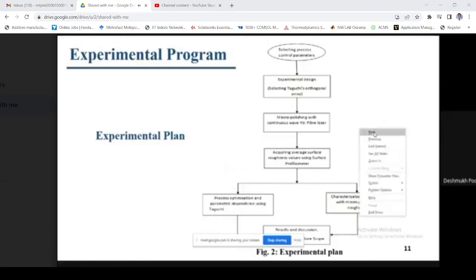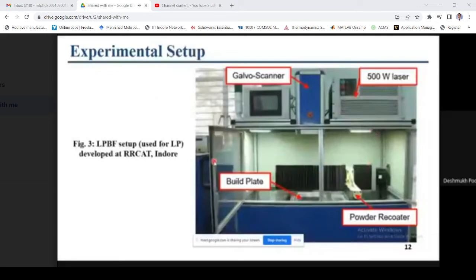So this is the laser powder bed fusion setup which I have used for the laser polishing. Basically, this setup is used for fabricating the components, but we deployed it for laser polishing. This setup includes a 500-watt laser system, a galvo scanner which is used to direct the laser onto the surface as per our requirement, then a build plate which is used to support the components which rest on it, then a powder recoater, which actually doesn't have any use in laser polishing.